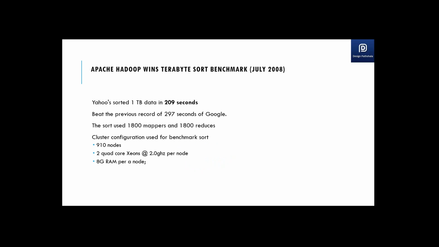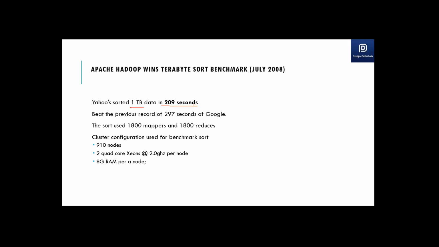There's something called the Hadoop benchmark sort. Yahoo sorted 1 terabyte of data in 209 seconds. When I say sorted, they not only read this data, they processed the data and rewrote the processed data into the hard disk, and everything was done in 209 seconds, approximately 3 or 4 minutes.